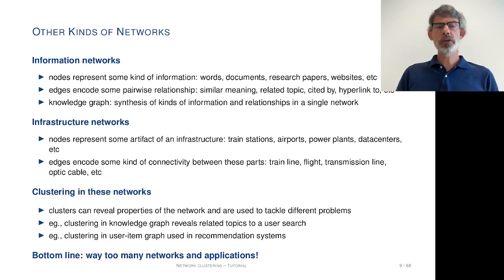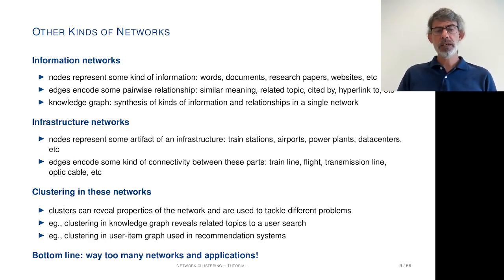Another kind of network is infrastructure networks, where nodes represent some artifact of an infrastructure, for example, train stations, airports, power plants, data centers, and the edges encode some connectivity between these parts. For example, train line between train stations, airplane flights between airports, transmission lines between power plants, and optic cables connecting data centers. And clustering in these networks, again, can reveal information about these systems.